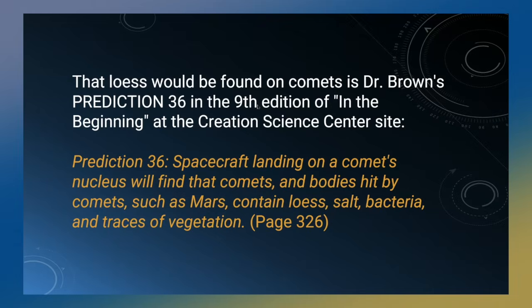That LIRS would be found on comets is Dr. Brown's prediction number 36 in the 9th edition of In the Beginning. That can be found at the Creation Science Center website and can be read for free. Also, the flip book on the website has a very good search function, which is quite handy. I use that in conjunction with the hard copy of the book that I have. Prediction number 36 says spacecraft landing on a comet's nucleus will find that comets and bodies hit by comets, such as Mars, contain LIRS, salt, bacteria, and traces of vegetation.